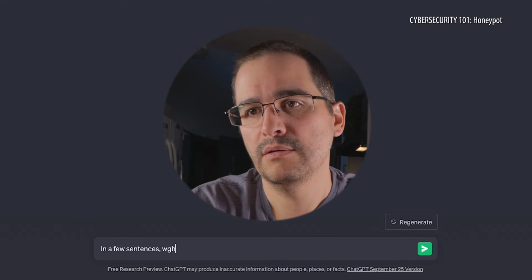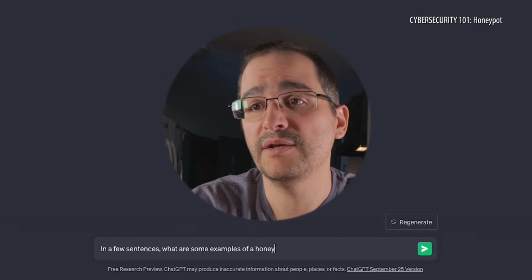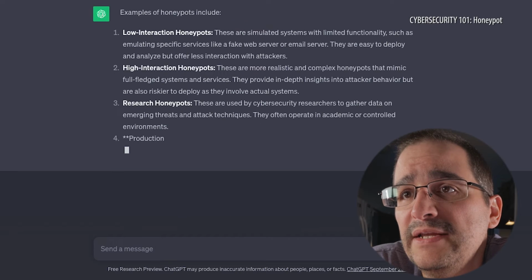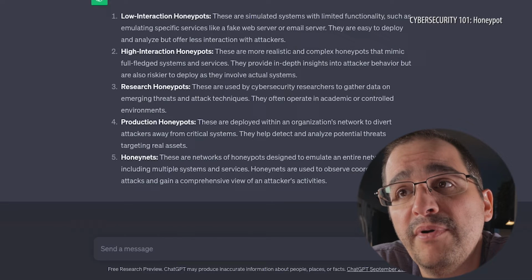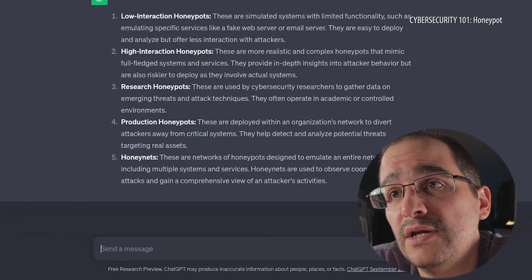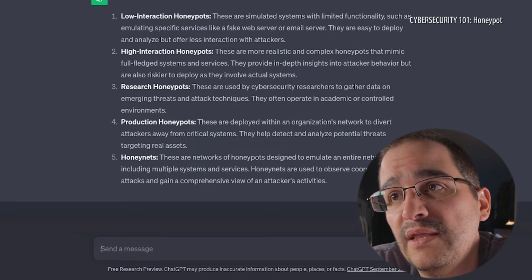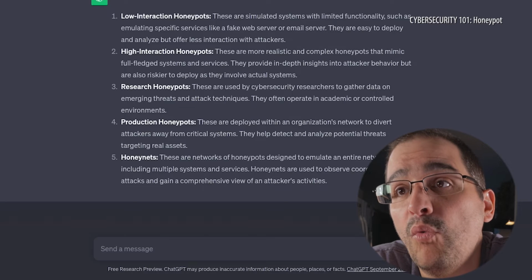All right, let's see, in a few sentences, what are some examples of a honeypot? Go. Low interaction honeypots, high interaction honeypots. Okay, so there's two different levels of honeypots. These are simulated systems with limited functionality, such as emulating specific services like a fake web server or email server. Okay. They are easy to deploy and analyze, but offer less interaction with attackers. So that's the low. So a high, I would imagine, would just be more interaction.